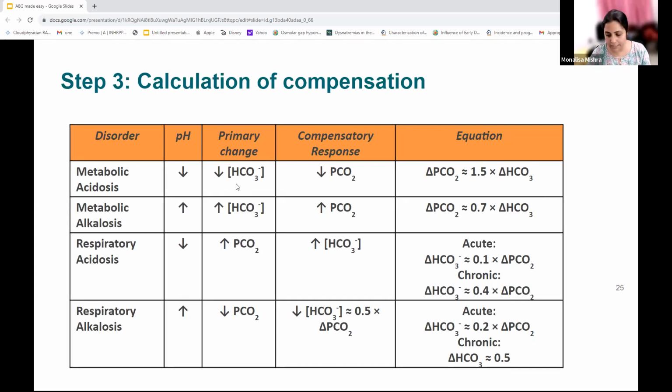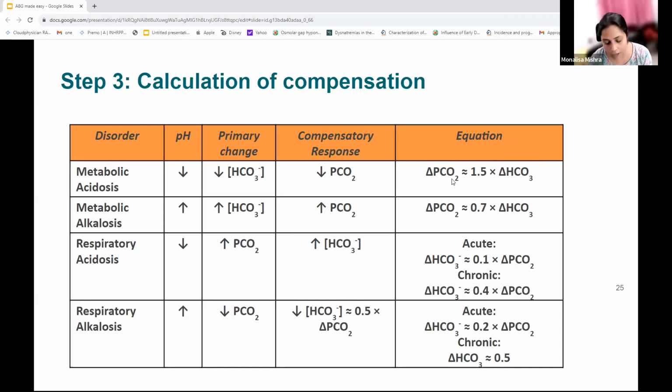In order to compensate for this low bicarb and low pH, the body compensates with a response of reducing CO2. That is respiratory alkalosis. The opposite of metabolic acidosis will be respiratory alkalosis. Now, what you have to calculate is whether the compensation is adequate or not. How do you calculate that? What is delta PCO2? That is the change in PCO2.